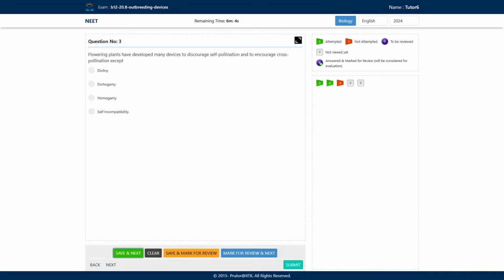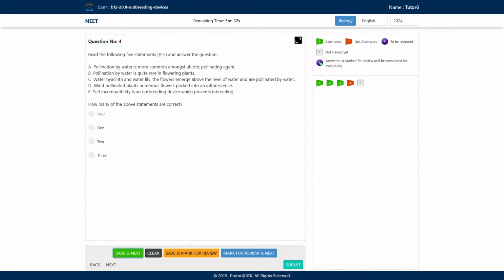Yes, very important. Good. Homogamy. Homogamy means the anther and the stigma mature at the same time. When they mature at the same time on the same flower, then there will be self-pollination, right? Except for homogamy, all are discouraging self-pollination and encouraging cross-pollination. So we will opt for option C, save it and move to the next question.